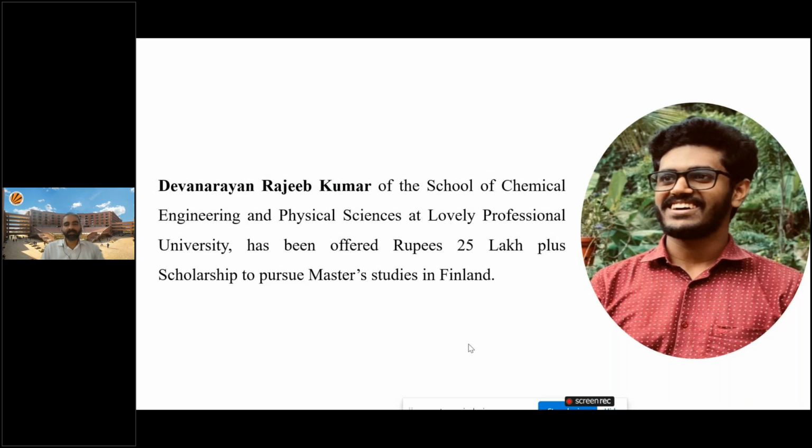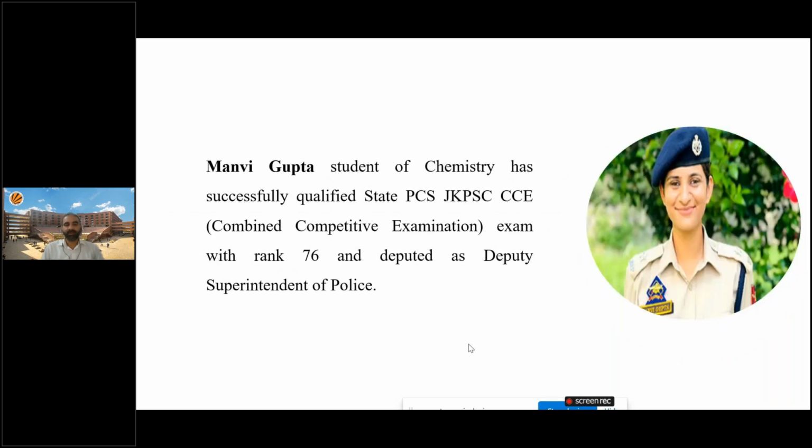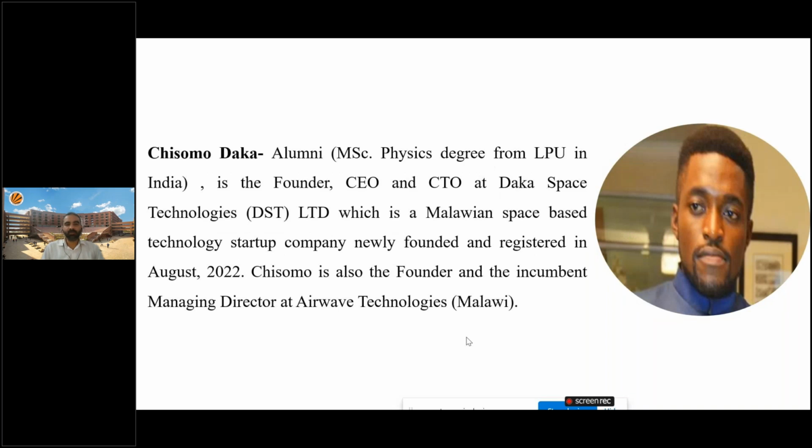Deva Narayan Rajiv from the School of Chemical Engineering and Physical Sciences has been offered a scholarship of 25 lakh rupees plus to pursue a master's in Finland. Manvi Gupta, our student from the chemistry department, qualified the state level PCS exam with rank 76 and was deputed as a deputy superintendent of police. Chishmo Dhaka, an alumnus from the MSc Physics department, is the founder, CEO, and CTO at Dhaka Space Technologies, a space-based technology startup company.